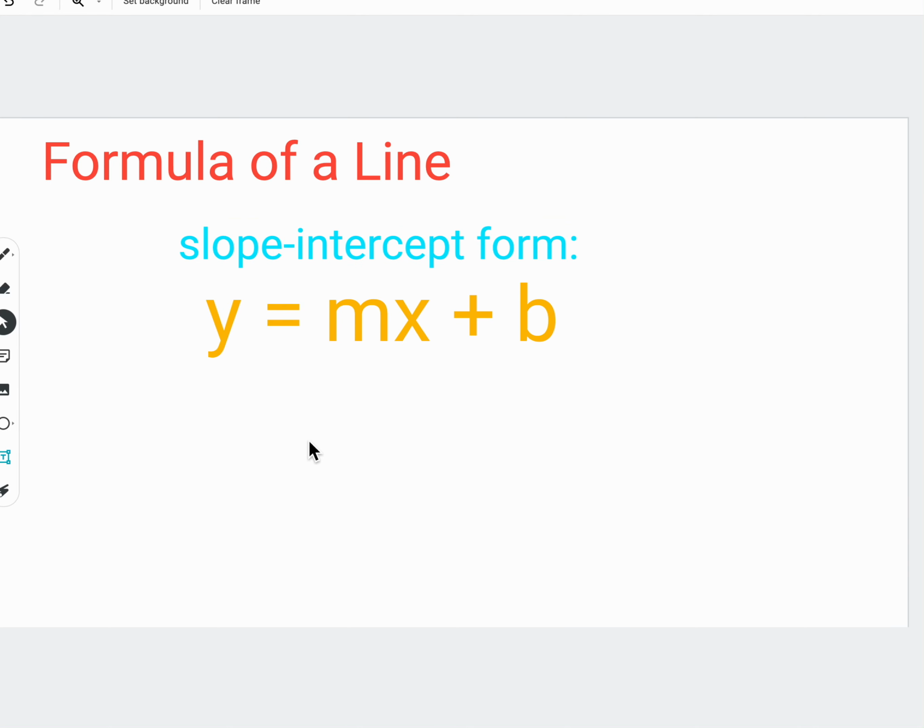The x and y in the formula represent the two parts of an ordered pair. m will represent the slope. This shows how steep or shallow the line's incline or decline is.